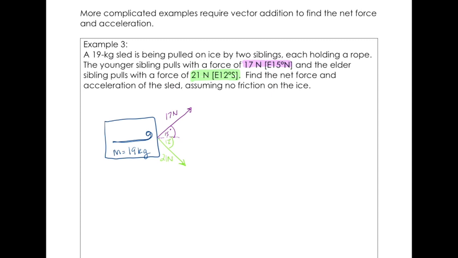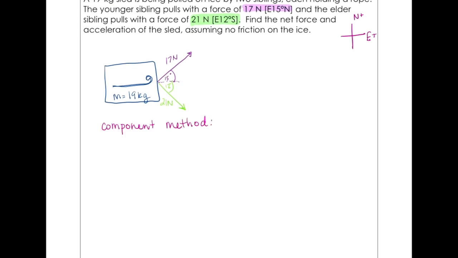Once again, we will set that north is positive and east is positive. The things we want to know are the net force and the acceleration. So first, we have to go through the component method. We're breaking it up into the x and the y for each of the different forces. Remember, the purple one is going to be our F of 1, and the green, let me make this slightly darker green, is going to be our F of 2, just so it's easier to see.